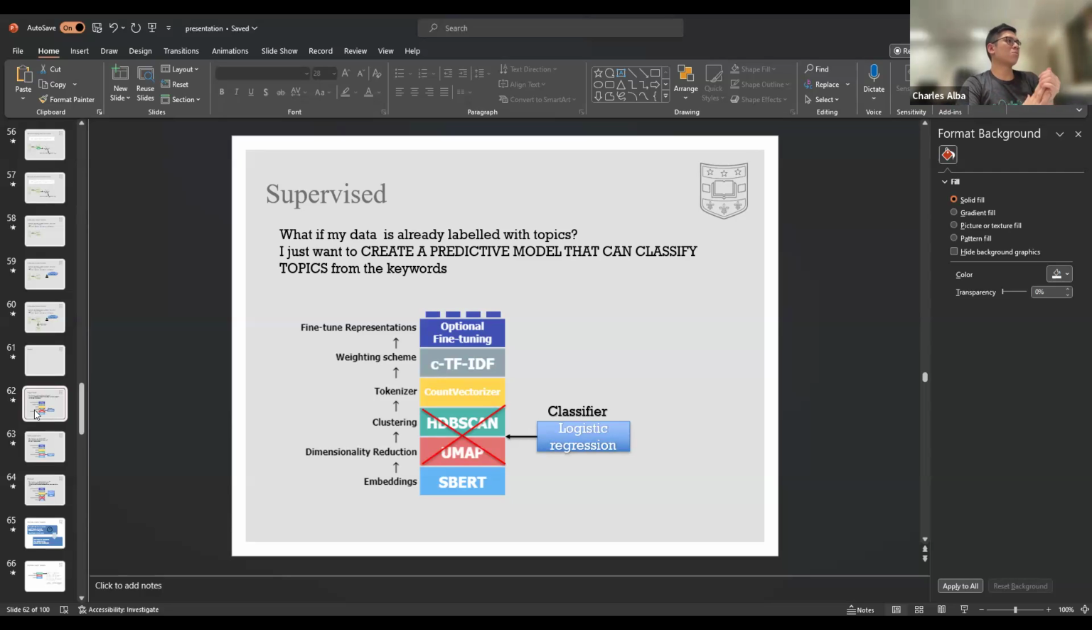Right. So the good thing about BERTopic is that it accommodates different scenarios. So I'm going to go through the different scenarios, and then I'm going to demonstrate them to you, right?